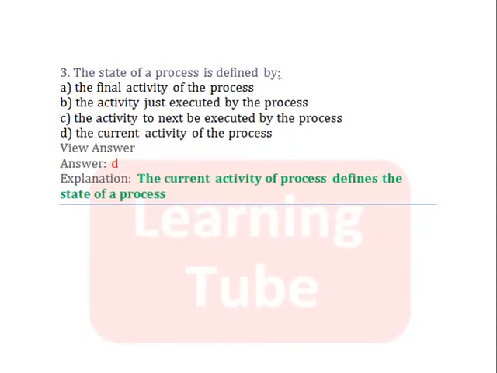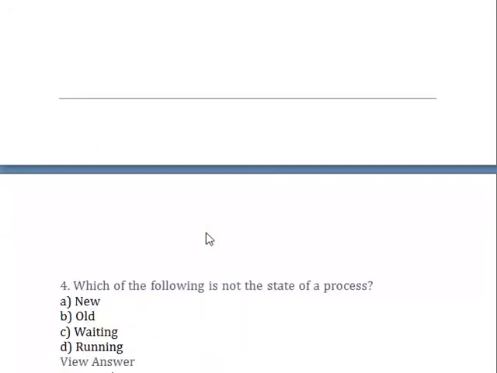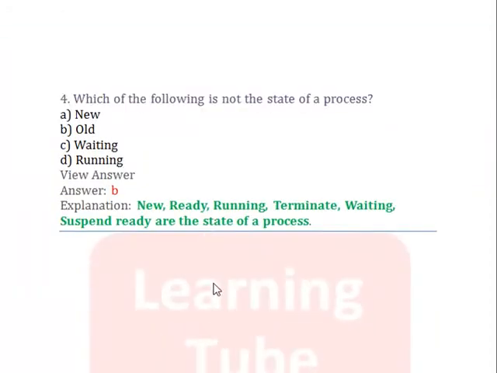Let's move on to the next question. Question number 4: which of the following is not the state of a process? As we know, the states of a process are new, ready, running, terminate, waiting, suspend, ready. In the given options, option A new, it is correct. Option B old, it is not correct. Old is not a state of a process. So option B is correct.